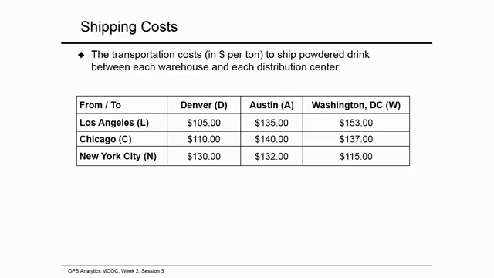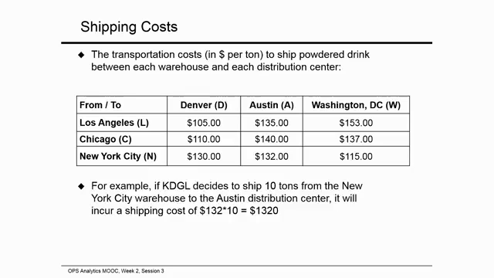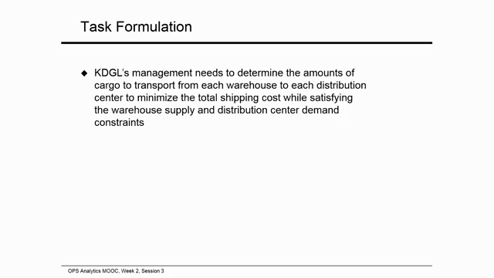Now, shipping is costly. Here are the costs that Keystone will incur when shipping 1 ton of powdered drink from each warehouse to each distribution center. For example, if it tries to ship 10 tons from New York City to Austin, it will incur a shipping cost of $132 for each ton, and the total cost will be 132 times 10, $1,320.